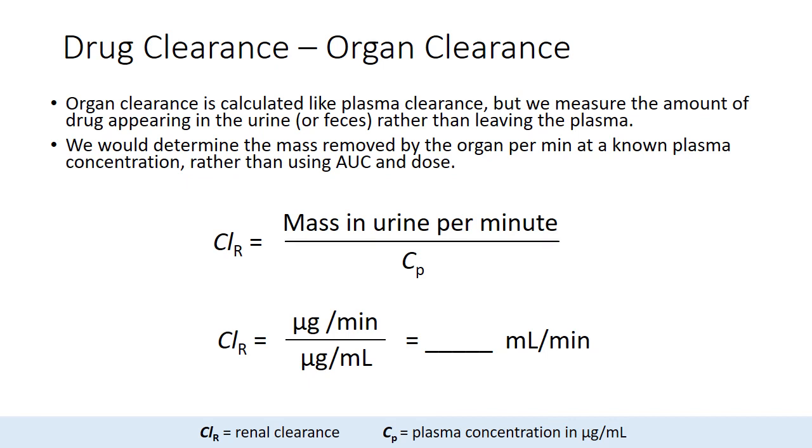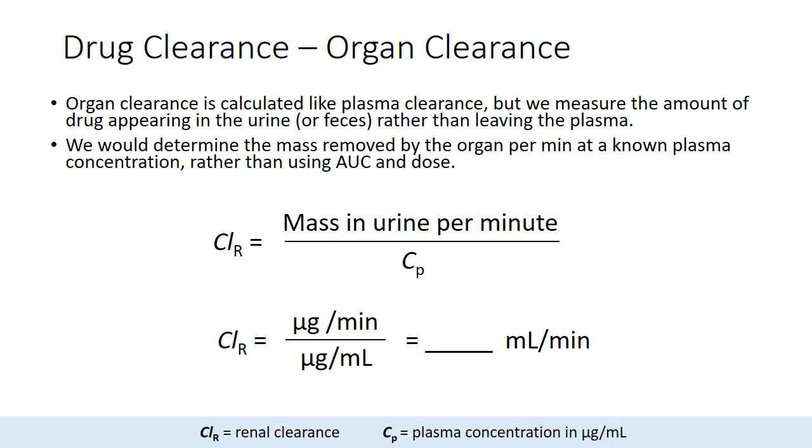So I'm going to move on though and talk about organ clearance specifically. So organ clearance is calculated like plasma clearance, but we measure the amount of drug appearing in the urine or feces, depending, rather than the amount leaving the plasma. So let me emphasize that one more time. Whereas in the plasma, we're measuring the drug leaving. In these other types of clearances or organ clearances, we're measuring the drug appearing in the excretory fluid or solid or whatever you're talking about, right?